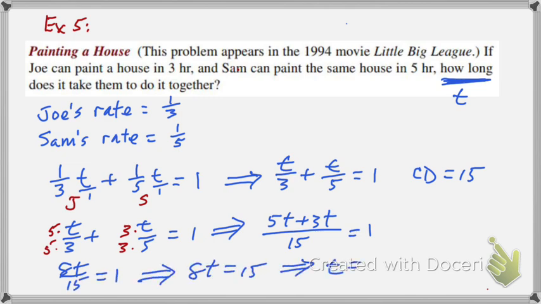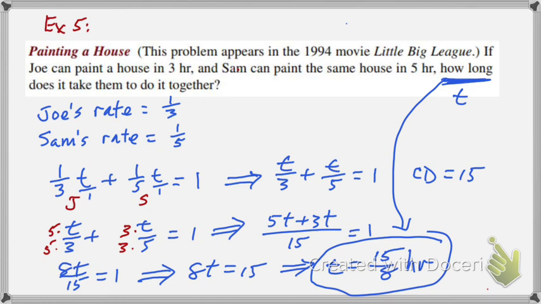Which means the time that both of them can paint the house, in other words, how long does it take them both to paint the house at the same time, is 15 over 8 hours. So that's almost 2 hours. Is that a reasonable answer? Well, if you think about it, Joe can do the house in 3 hours, and you would expect the time that both of them would paint the house to be less than 3, because Joe could have done the job by himself in 3. So this is a reasonable answer for this problem.